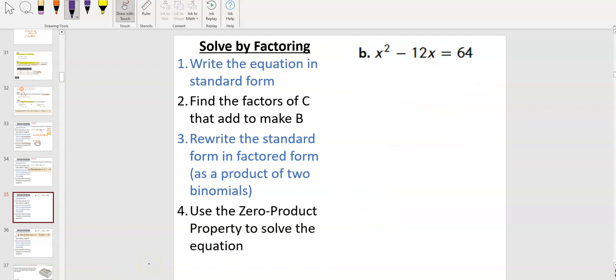So now it's your turn. Go ahead and use our steps right here to solve this quadratic equation and find the x-intercepts or our solutions.